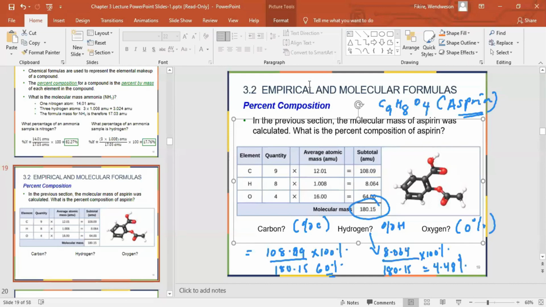Okay, so we can do it for oxygen. What is the setup? Can anybody lead with the last one, the setup? How do we calculate the percent for oxygen? We take the mass of oxygen, 64.00, divided by 180.15, yes, times 100. So that's going to be the percent composition of oxygen in aspirin. When you do that, what will be the numbers that you get?